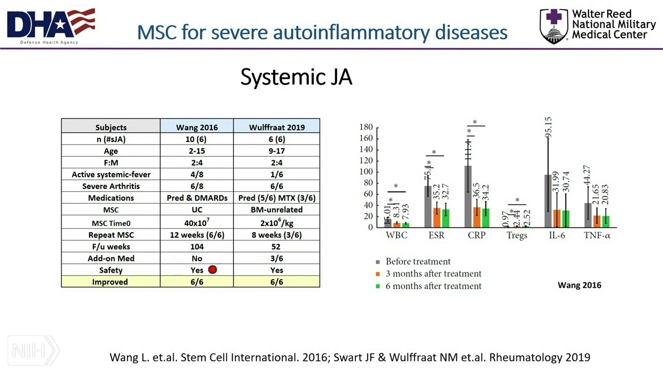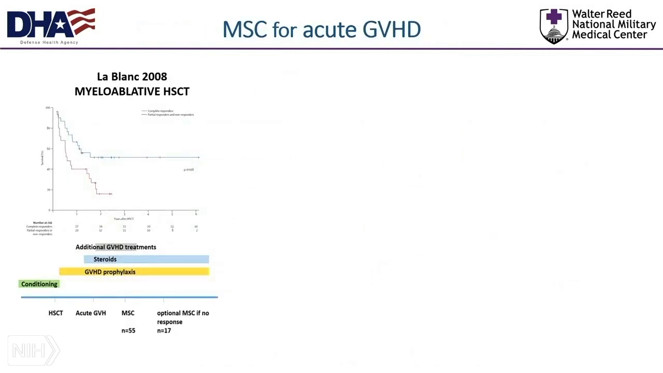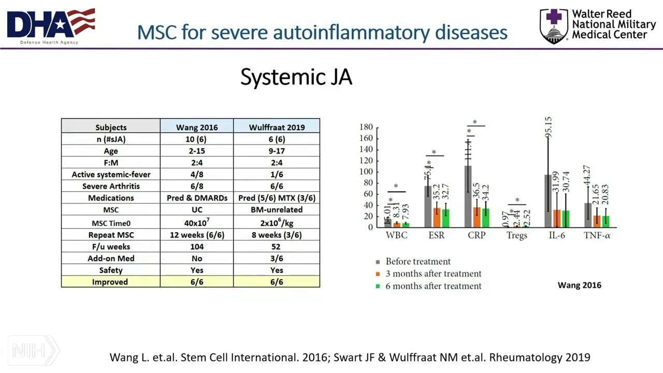And both studies showed safety of the treatment, and all patients improved for arthritis. Oops, let me go back. And in Wang's study, they did look at the acute phase reactants and the disease biomarkers that was with improvement, decreased WBC count and SED rate, CRP, and inflammatory cytokines.